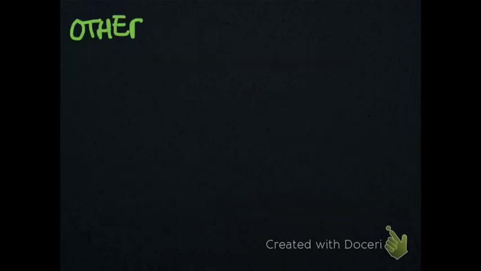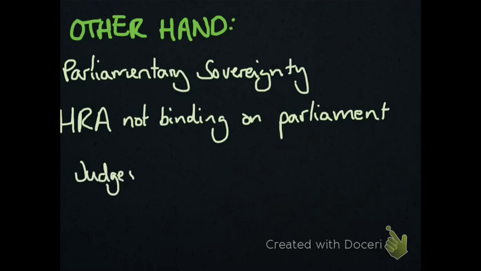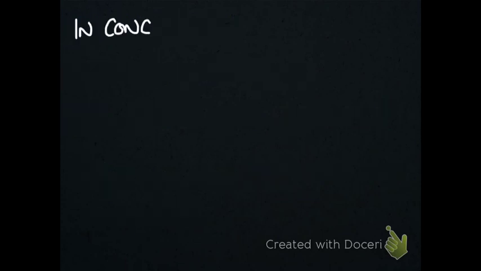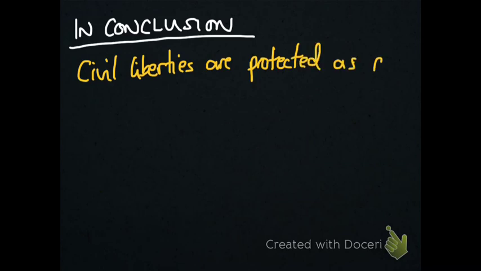On the other hand, parliamentary sovereignty means that statute law is the highest authority in the UK. The Human Rights Act is not binding on Parliament, judges are not elected or accountable to the public, and the consolidated fund from which they're paid is still funded from Whitehall. Therefore, in our uncodified constitution, civil liberties are protected as far as Parliament desires.